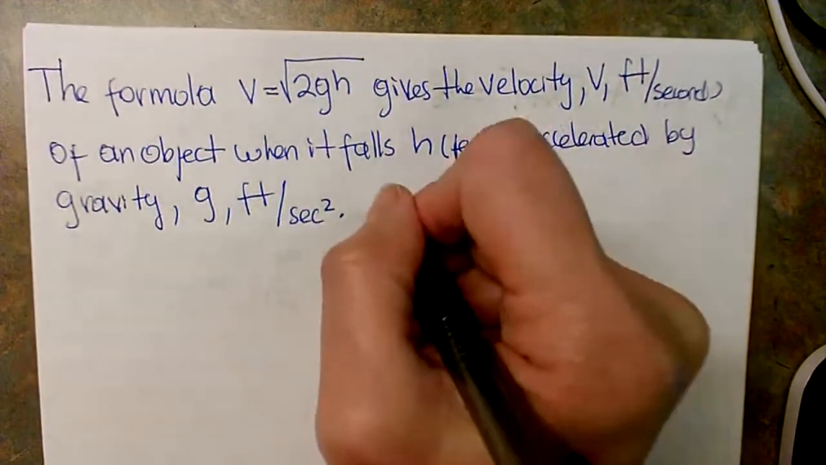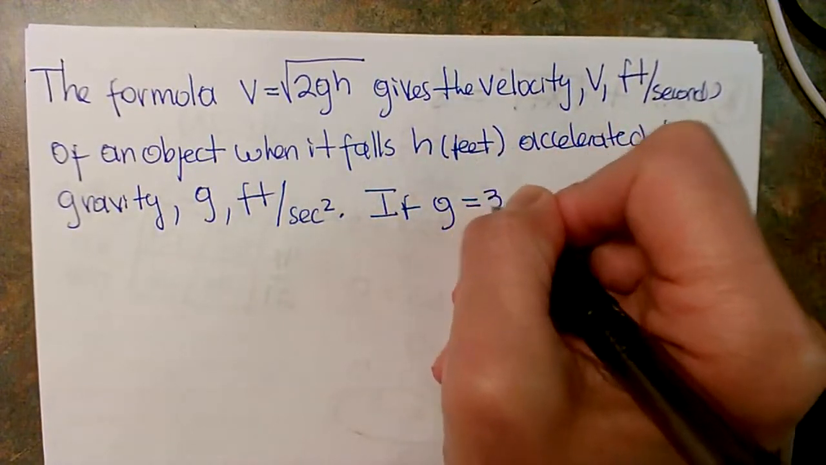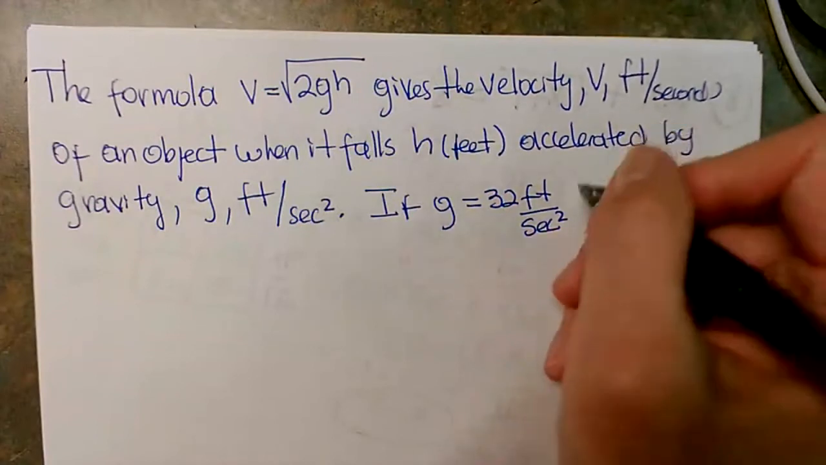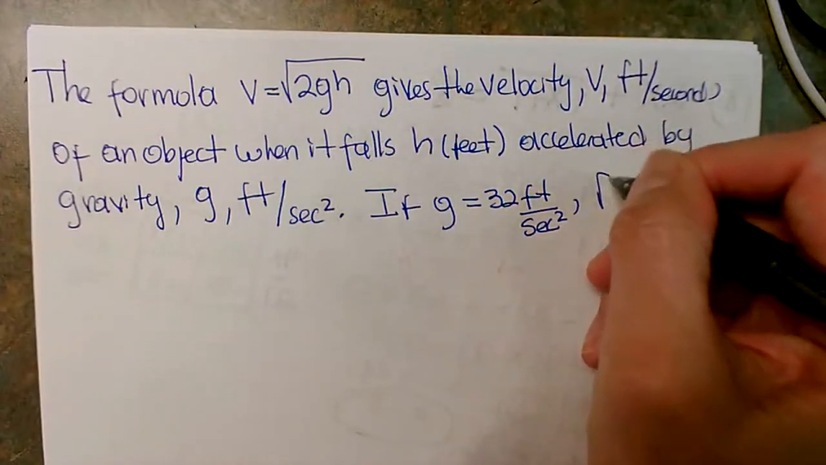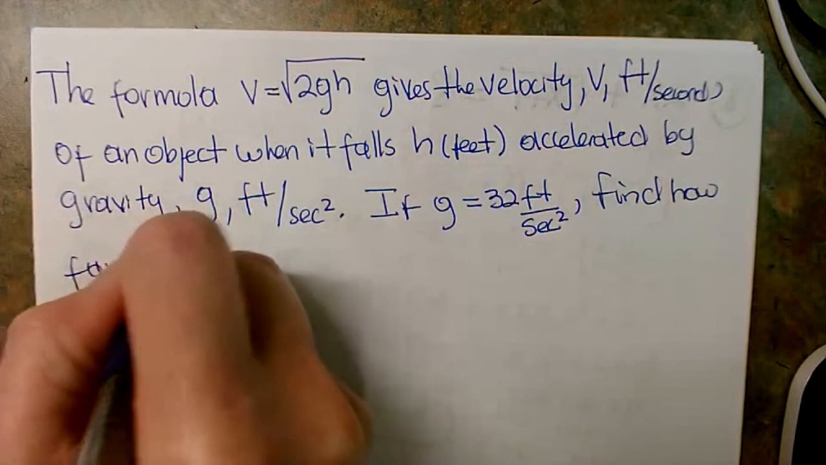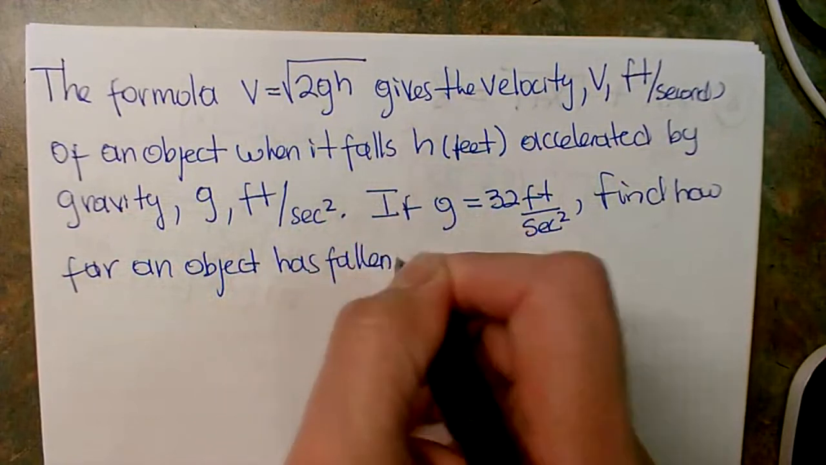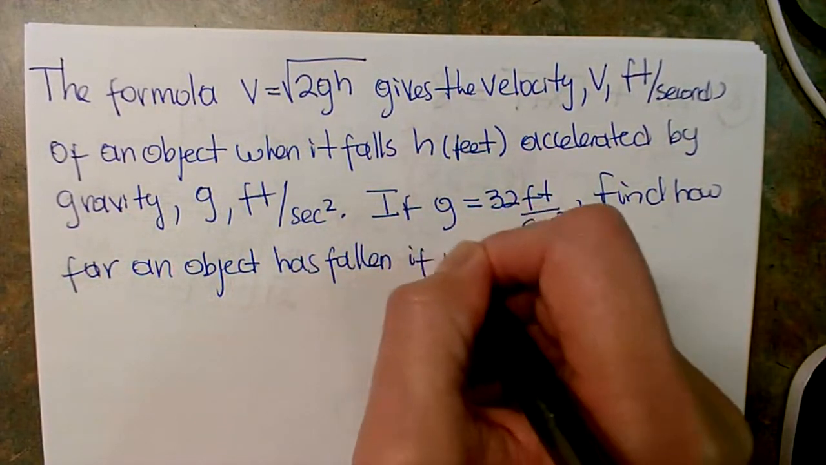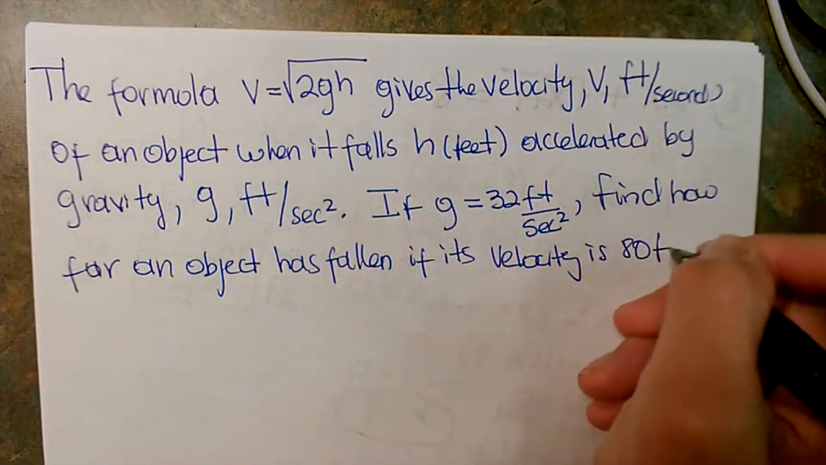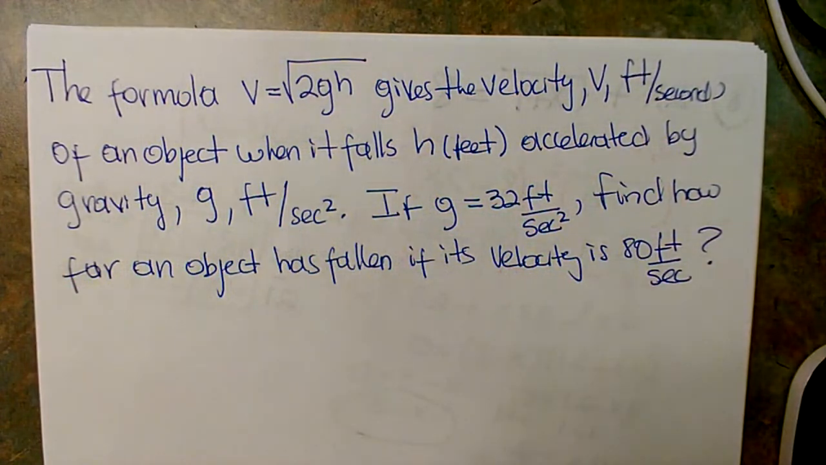So they're saying that if G is 32 feet per square second, they want us to find how far an object has fallen if its velocity is 80 feet per second. So go ahead and write that down and we'll do the exercise.